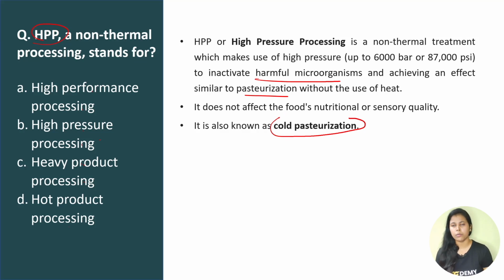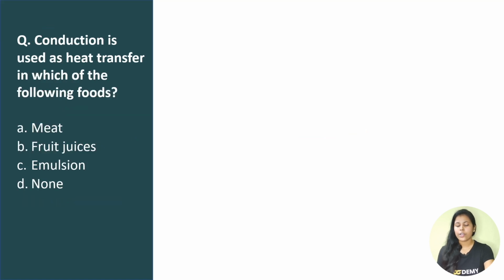It is a non-thermal process with the help of very high pressure. How high is the pressure? Up to about 6,000 bar can be used. Also, because no heat is used, the nutritional quality and sensory quality of the food are not affected at all. So the correct option here would be option B, high pressure processing. Very simple question. We'll move on to the next question.